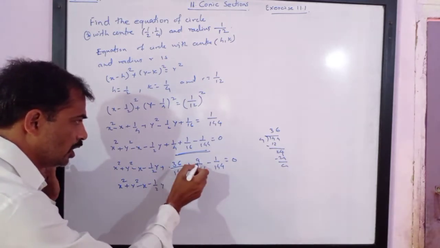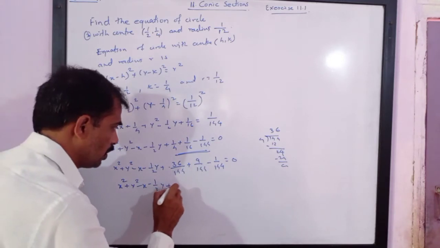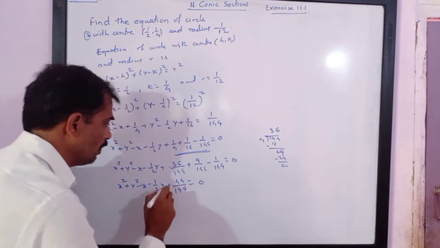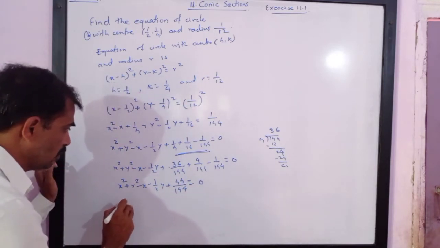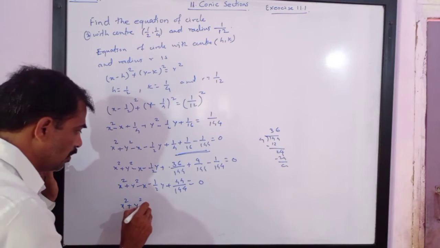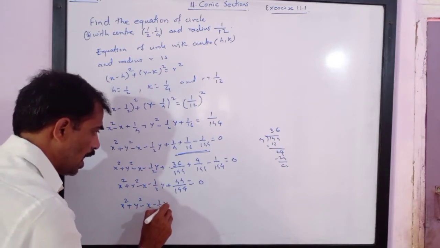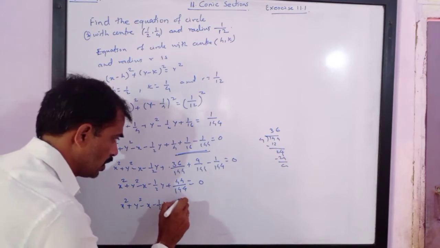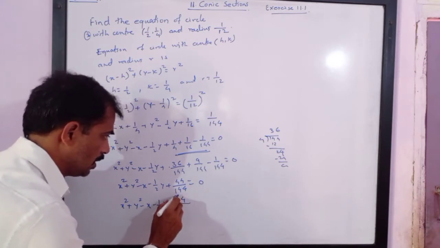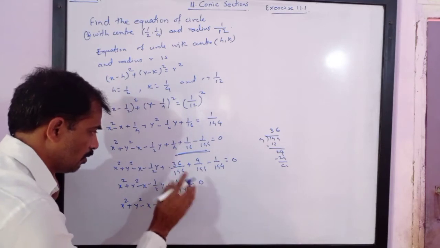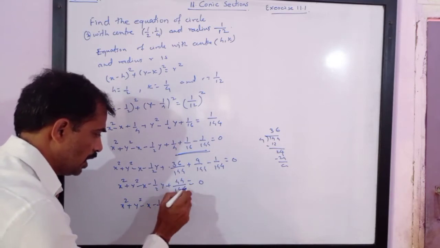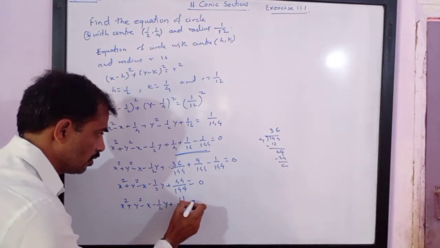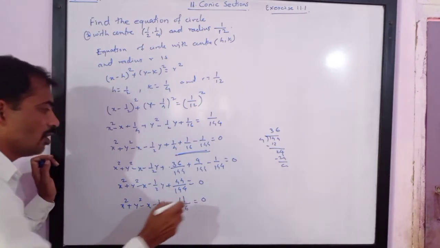45, this will be 45. 45 minus 1 is 44 plus 44 upon 144. So if you reduce this further, you will get x square plus y square minus x minus 1 upon 2y. Both are reducible by 11. You will get plus 11 4s are 44. It is divisible by 4. 4 11s are 44 and this will be 4 3s are 12. 4 6s are 24. So this is the required equation of the circle.